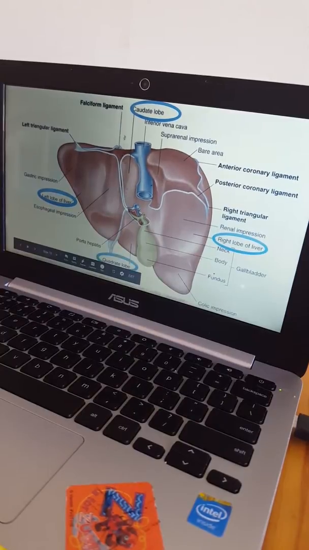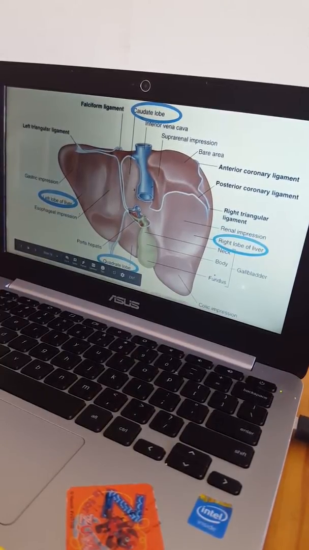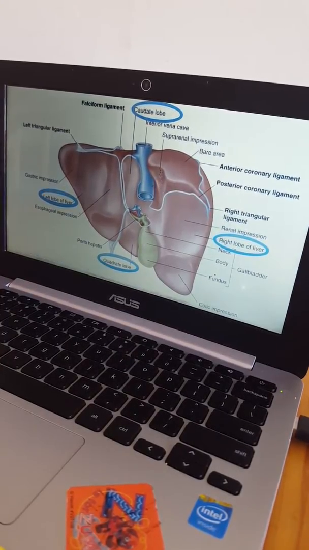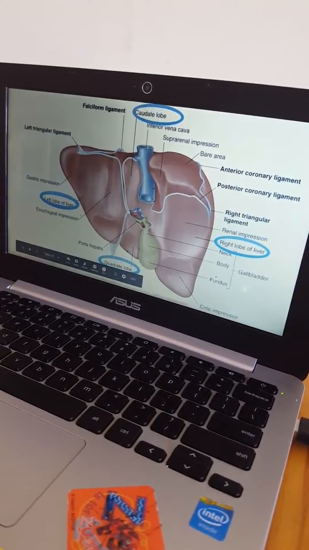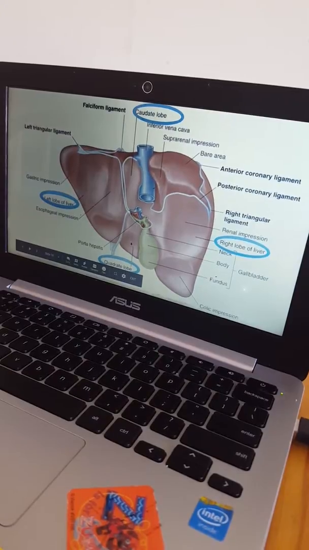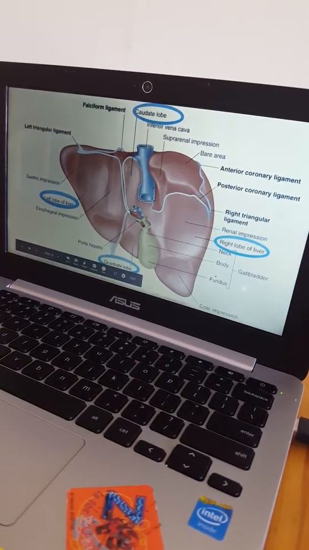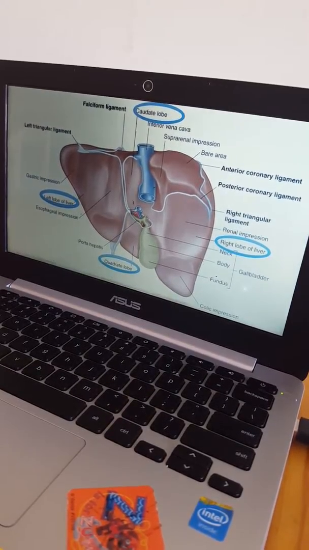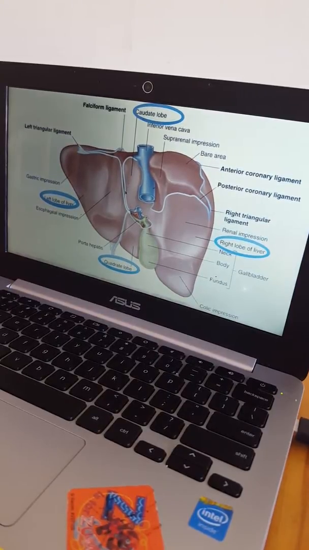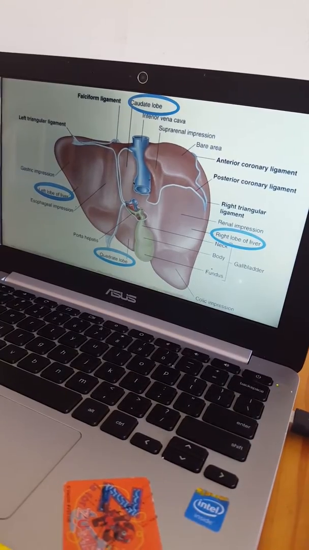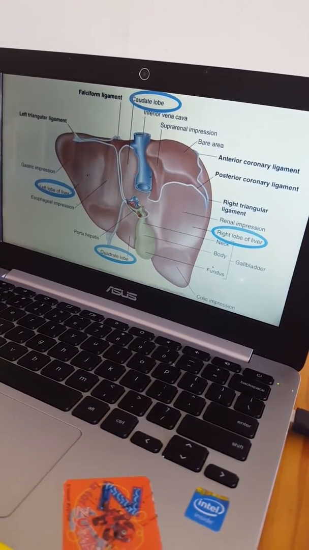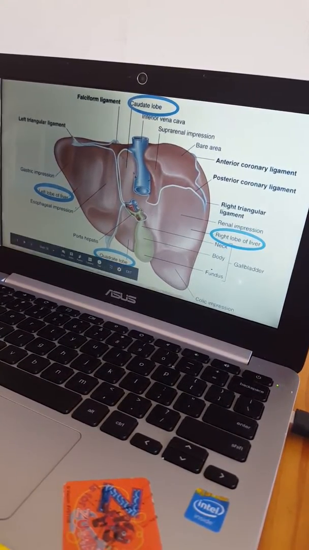So there are small lobes also, like the caudate lobe and then the quadrate lobe. Basically, this is the quadrate lobe because it is shaped like a quadrangle, and this is the caudate because it's like a tail-like structure. So these kinds of small lobes are named, but basically there's a right lobe and a left lobe.